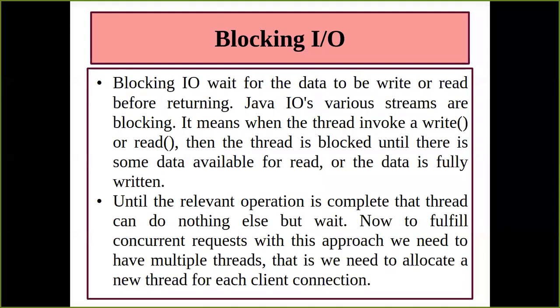So to fulfill concurrent requests from concurrent clients, this blocking IO approach is not going to work. It is not going to help me because it is going to increase the waiting time. So we need another approach where we have an option of multiple threads. And if you remember, we have also studied how to create multiple threads in a program.